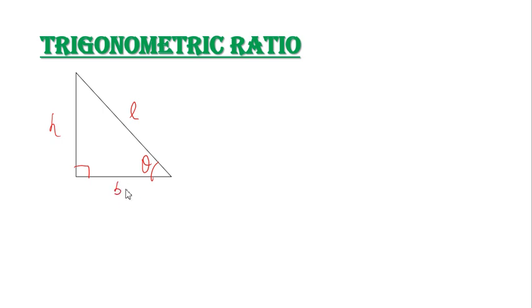So coming to the trigonometric ratios, the very first ratio which we learn from class 9 onwards is sine theta. What is our sine theta value? Sine theta is basically height upon hypotenuse. The next value is the cosine or cos theta. It is B upon L, base upon hypotenuse.